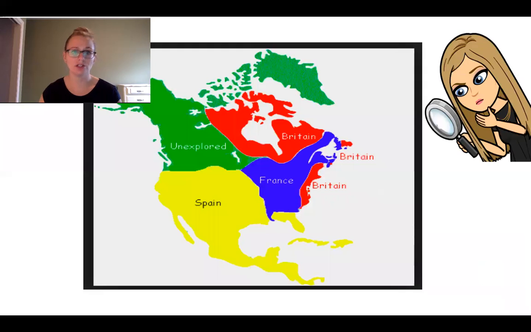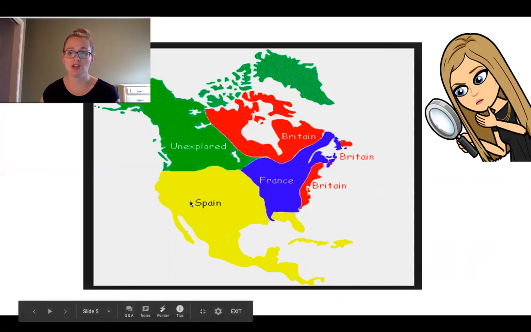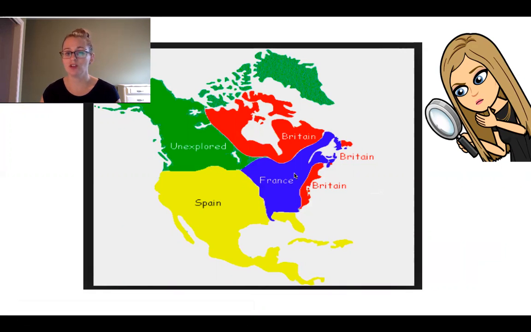So as I talk to you about this today, we're going to continue to look at this map right here. Any area that's green is just unexplored. Nobody's really staked claim to having it yet. Any yellow area here is going to be controlled by the Spanish. The blue is controlled by the French, and then the red is controlled by the British.